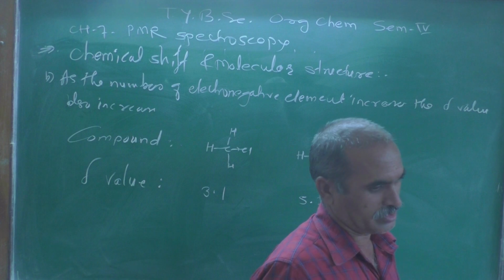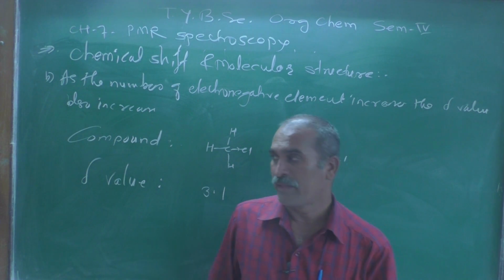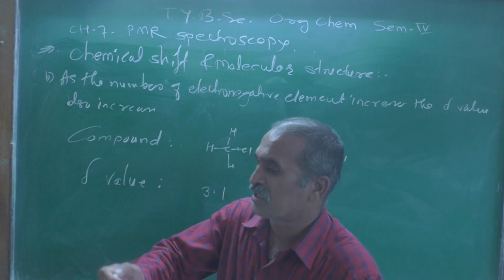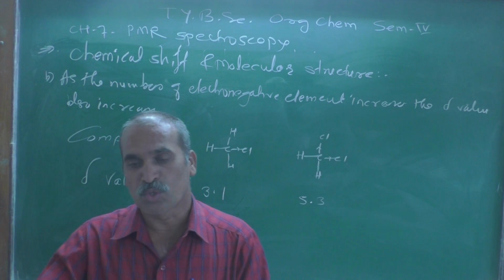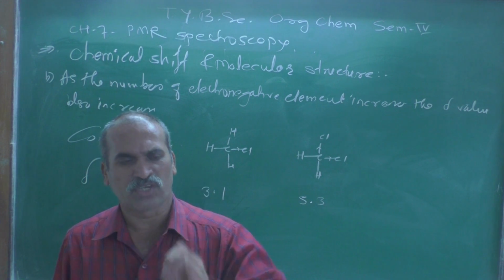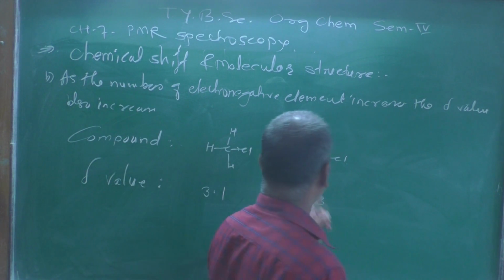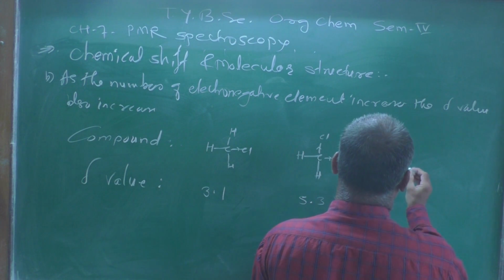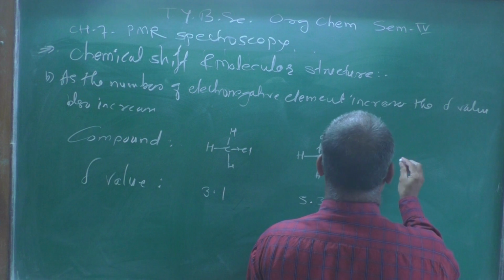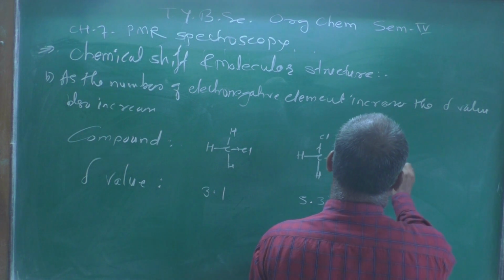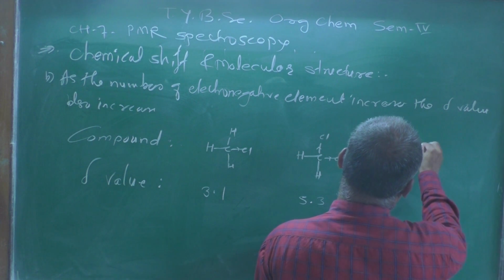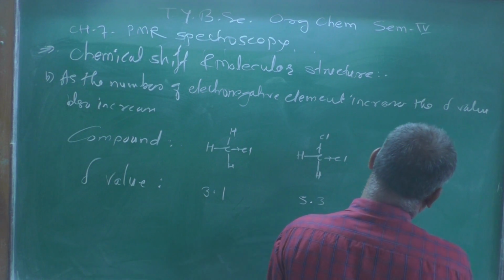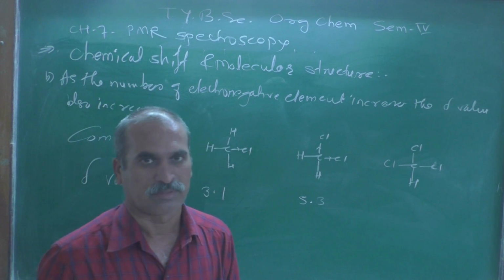and therefore the chemical shift value, as the electronegativity goes on increasing, the de-shielding goes on increasing, and the chemical shift delta value also goes on increasing. That is the general rule you should remember over here. Now see the third structure that I am going to show over here. Here I am replacing one more hydrogen atom by a chlorine atom.